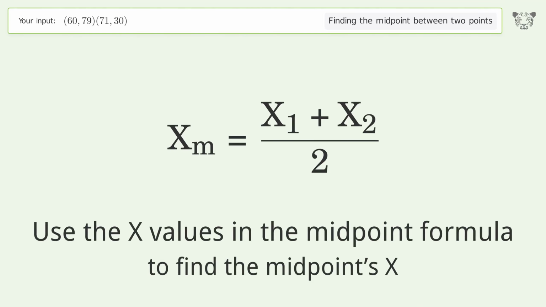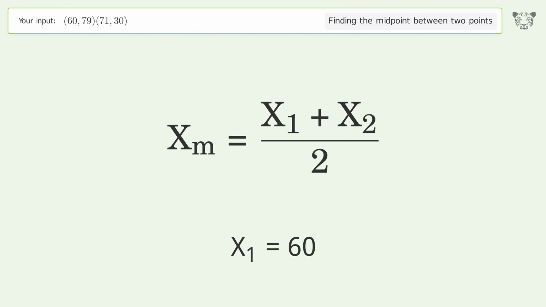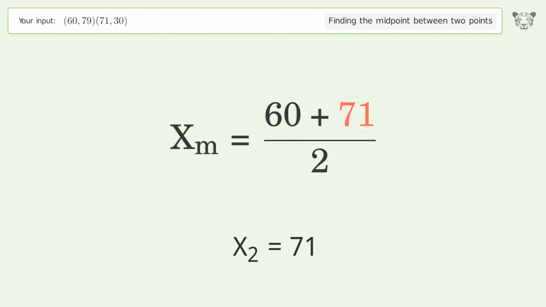Use the x values in the midpoint formula to find the midpoint's x. x1 equals 60. x2 equals 71. Simplify the arithmetic.